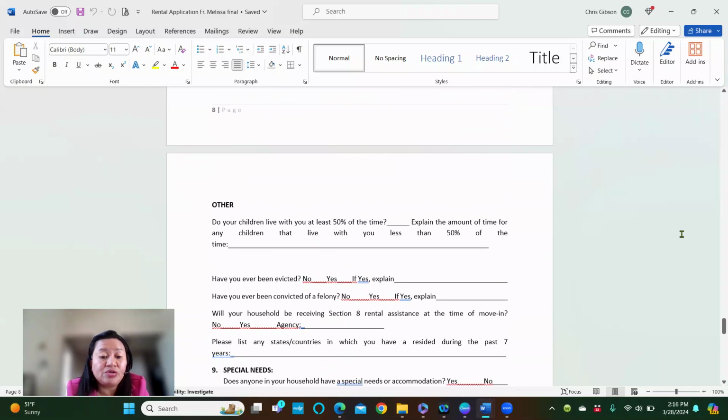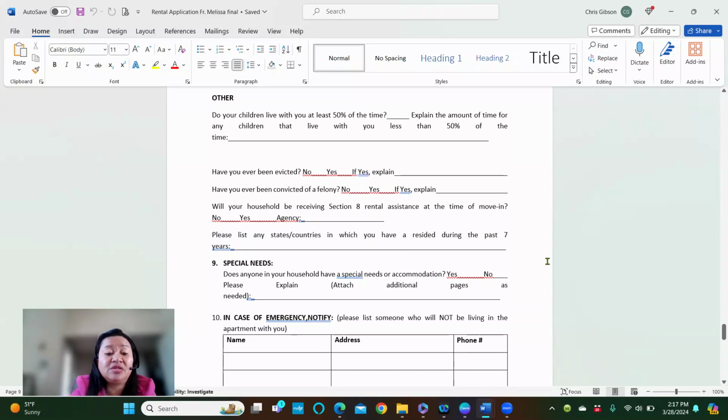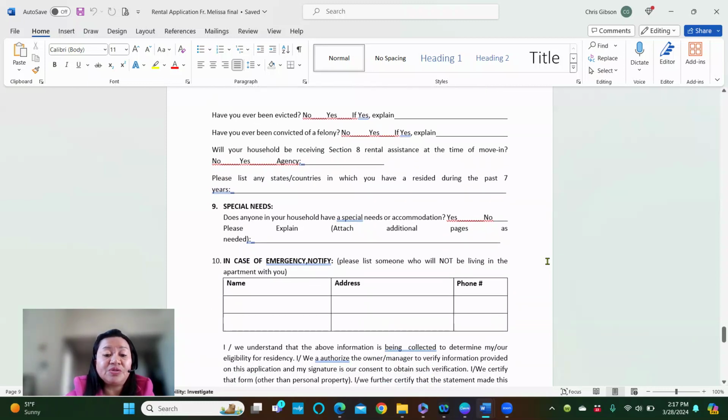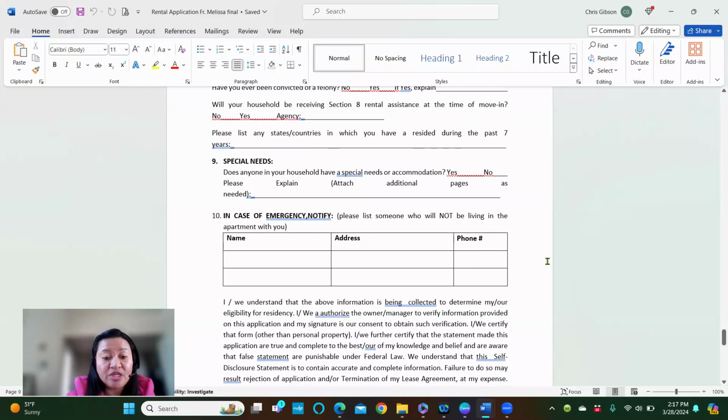Next, do your children live with you at the time? For example, some have children and they don't live with them most of the time, maybe sometimes 50% only. So you write it down in here. So if you have ever been affected, fill up that question, and also the special needs. Does anyone in your household have special needs or accommodation? They must fill up that one.